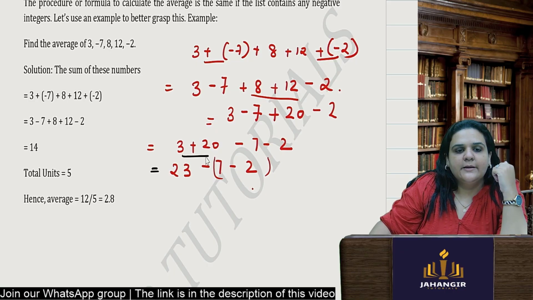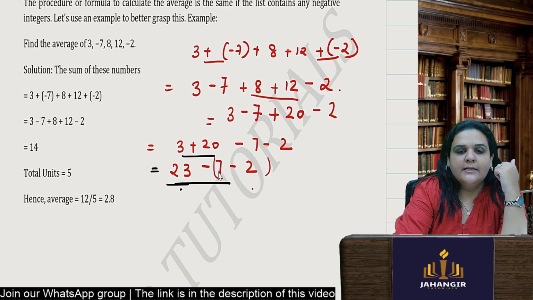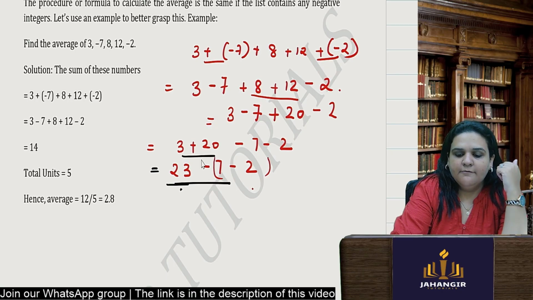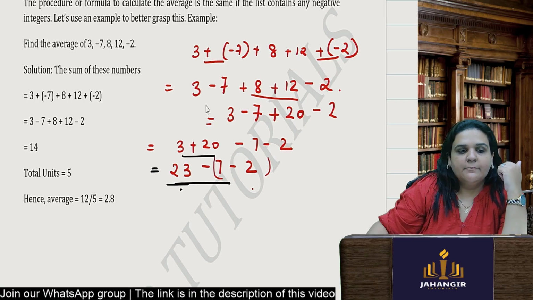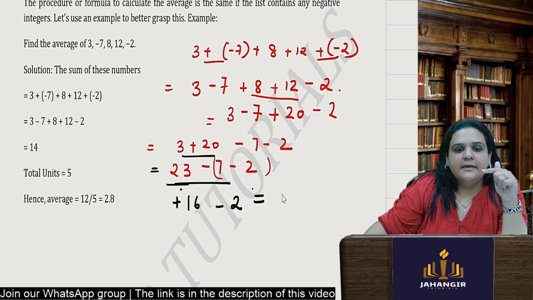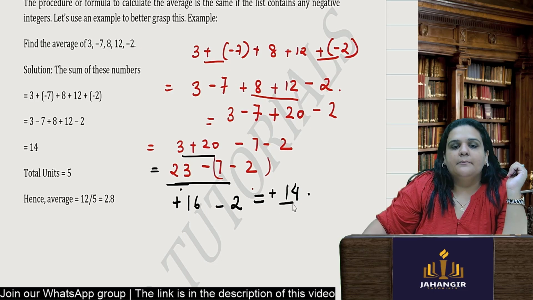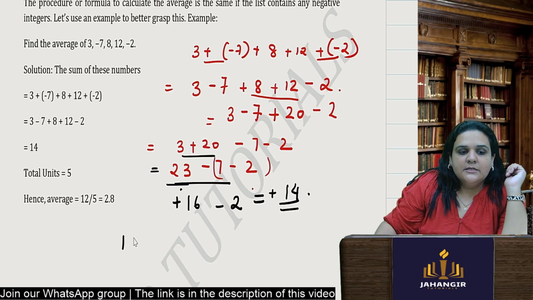So 3 plus 20 will be 23. Okay, then from 23 I will subtract 7. So when I subtract 7 from 23, I'm going to get 16, a positive number, minus 2. One positive, one negative, I am always going to find the difference. So 14 and the sign of the greater number. So the answer is 14. This 14 I will have to divide by the number of observations.